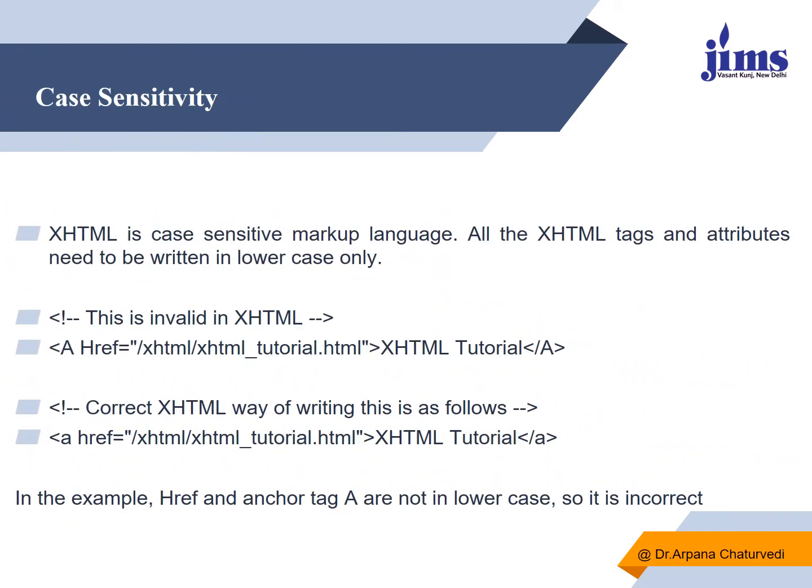Next feature is that it is case sensitive. So XHTML is case sensitive. You have to be very particular while writing tags as well as attributes. Both should come in lower case only. Like if you have written capital A over here or capital H over here, this is wrong. So you have to write everything in small, tags as well as attributes, and the value should always be enclosed within double quotes.